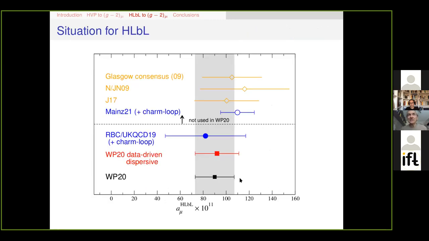And here now is a comparison of the data-driven dispersive result with the lattice result by RBC UKQCD. You see that their uncertainty is significantly larger. And now the very recent result by Mainz has an uncertainty which is comparable, in fact, smaller than this one, but there's very good agreement between the three, and here, for historical reasons, the previous ones.